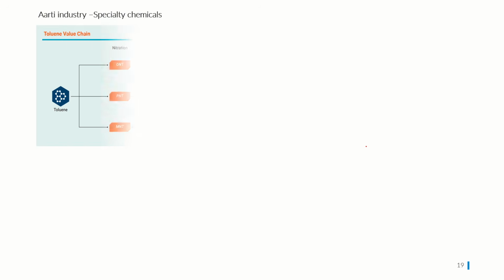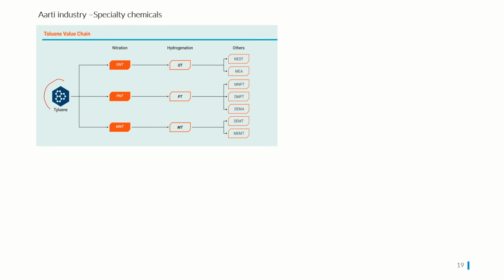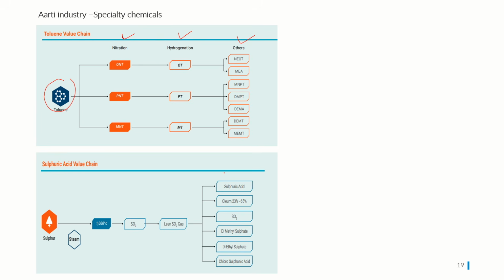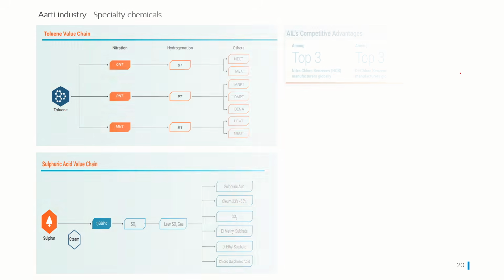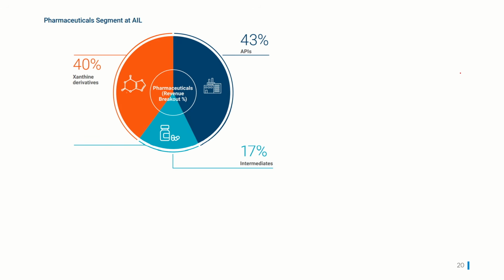They are expanding into toluene also. So for toluene, they are doing nitration, hydrogenation, and then some other chemistry. They also have some sulfuric acid value chain. That's not very significant for them, so I'm not focusing here. They are amongst the top 3 players of NCB, top 3 players of DCB, dichlorobenzene, and the only players of nitrofluoroaromatics, that is halex chemistry, right? In India.